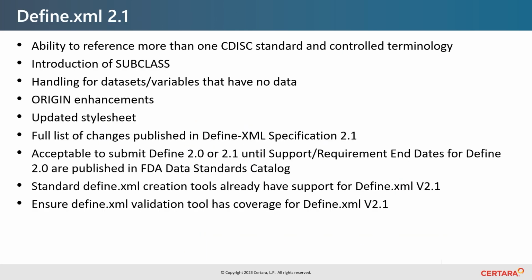Define.xml version 2.1 is now an FDA requirement for studies starting after March 15, 2023. This new version of Define.xml is similar to version 2.0 with a few notable changes. In Define version 2.1, more than one data standard can be referenced using the new Def Standards element. This means for SEND studies where you may be using SEND version 3.1 for most domains, but SDTM for a custom domain, both standards could be referenced.